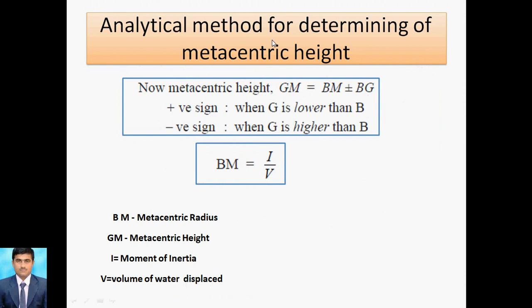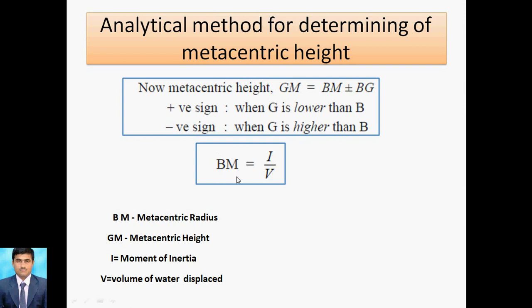Now we move to the next point, that is the analytical method for determining metacentric height. So here metacentric height is nothing but GM. From the figure, we can write BM plus minus BG. Okay, when the positive sign is there, then G is lower than B. G is lower means the weight is at the bottom side, and B, that is the buoyancy force, is at the upper side. So that will use a positive sign. And if it is a negative sign, it means G is higher, so the weight will be maximum and B will be minimum. So at that time you can say negative sign.